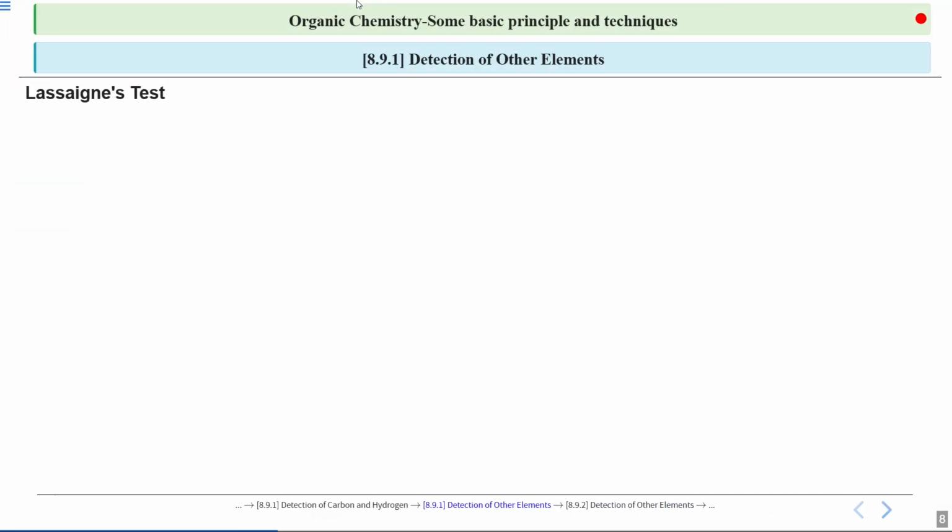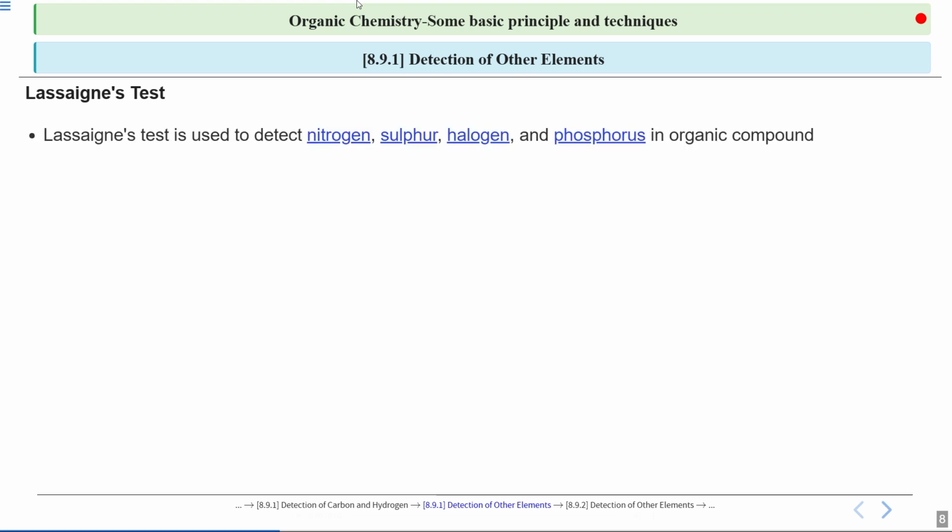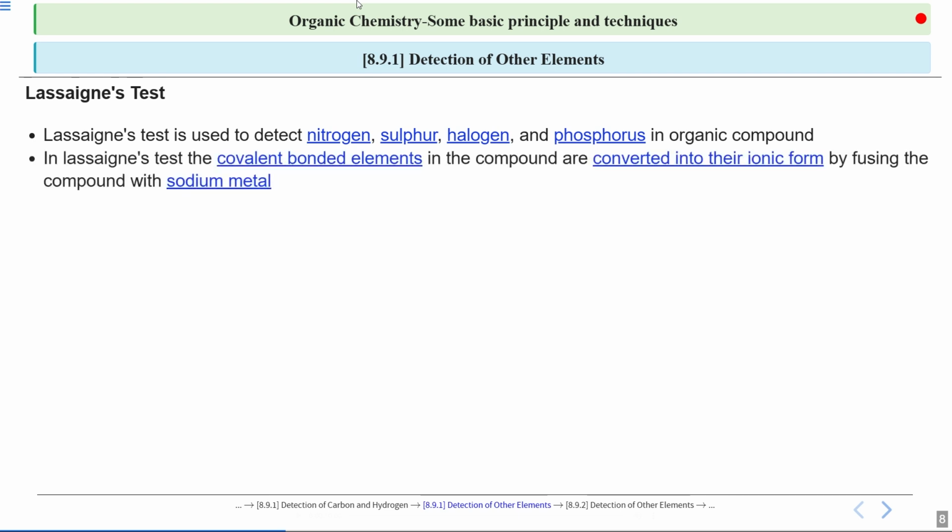Now, after completing the detection of carbon and hydrogen, let us study the Lassaigne's test, which is useful for other elements. This test is used to detect nitrogen, sulfur, halogens, and phosphorus in the given organic compound. In this test, the elements that are covalently bonded in the compound are converted into their ionic forms. This is achieved by fusing the compound with sodium metal.